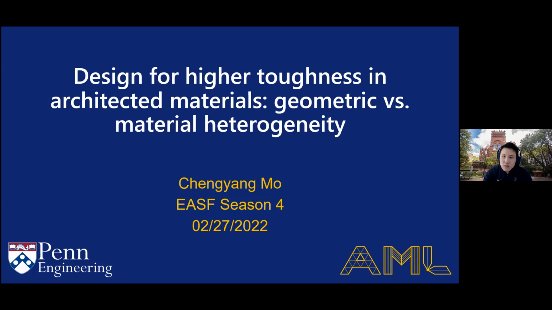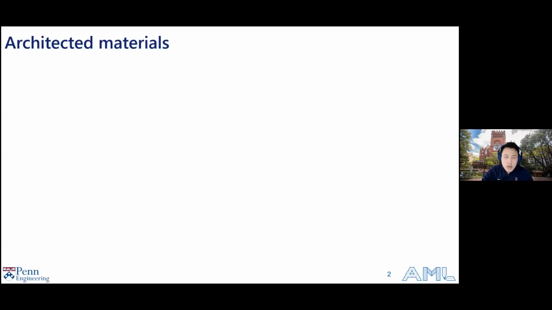And today I will talk briefly about part of my PhD research work. Today's topic is to look at design for higher toughness in the area of architecture materials. What I want to discuss today is a competition between geometric and material heterogeneities, and I have two examples to motivate how these two types of heterogeneities are different and how we can use them to design architecture materials for higher toughness. So let me first give a brief introduction of architecture materials.